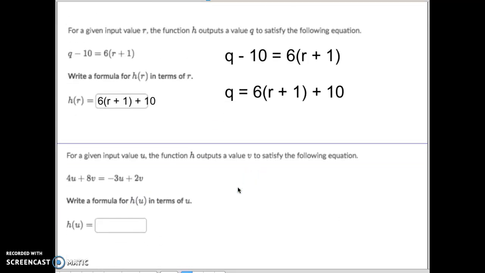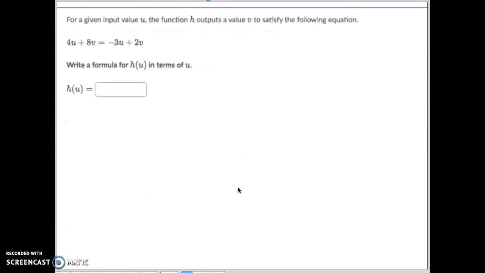Okay. One last example. So this one right here, we've got 4u plus 8v equals negative 3u plus 2v. Okay, we're solving this in terms of h of u, which means if there's the u there, we have to solve it for v. Okay, so the first step is we will add a negative 2v to both sides.